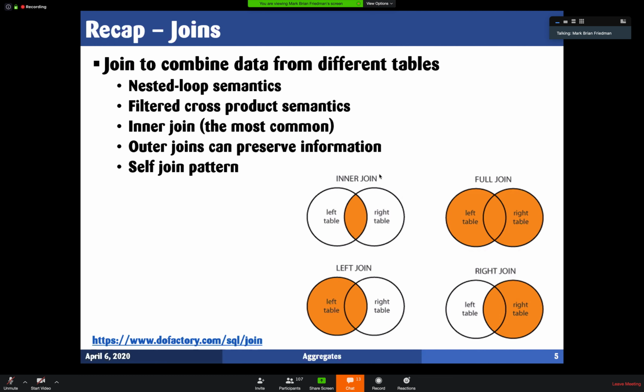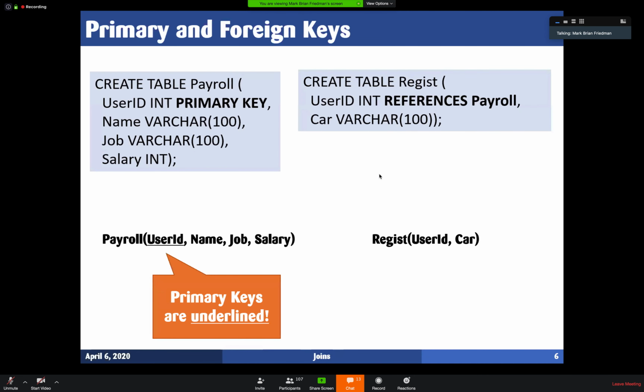The most important join, or the most common, is highlighted here. It's called an inner join. In fact, it's so common that it's usually just called a join. Let's talk a little bit more about that from the last time.